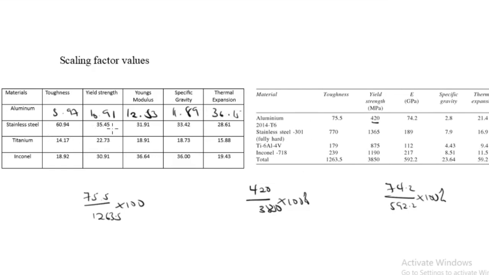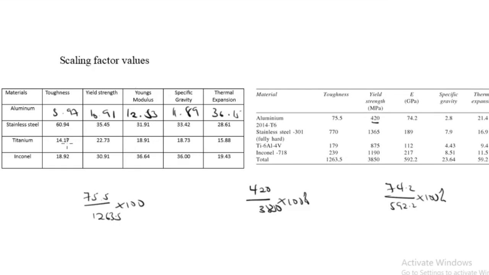So how did I get these tables? They are all the same thing. So you go to stainless steel. Stainless steel is 770 divided by the total times 100. You're going to get this. You go to the yield strength. So 875 divided by what? 3,850 times 100. You get it. So that's what we did from here.